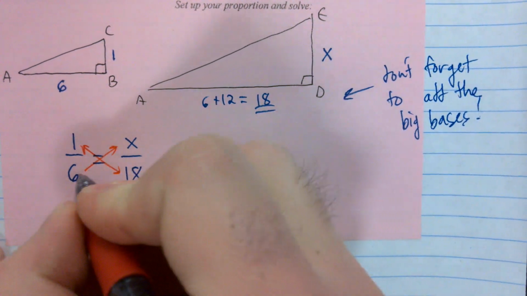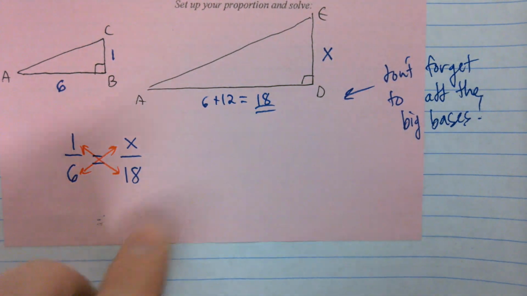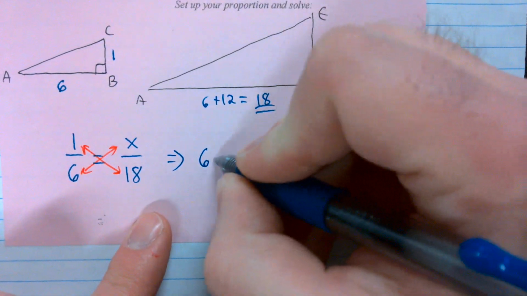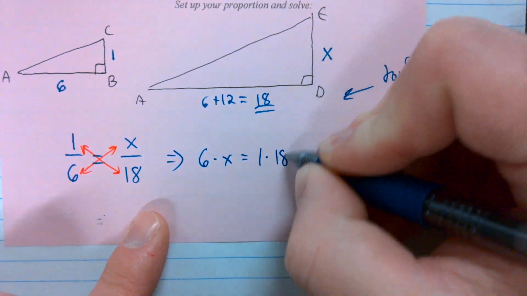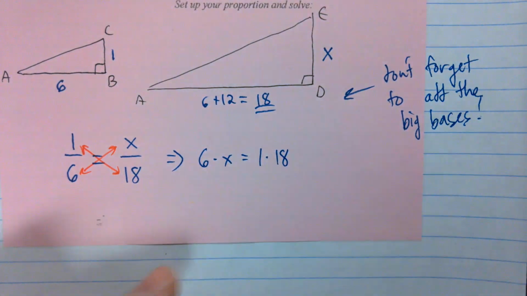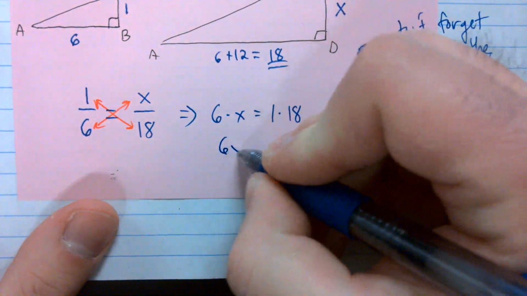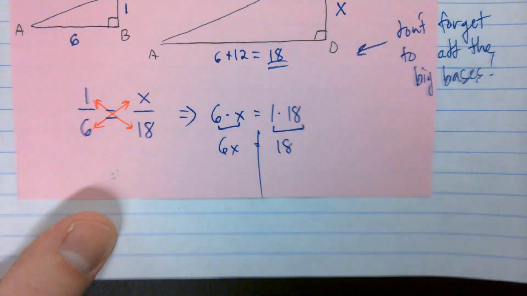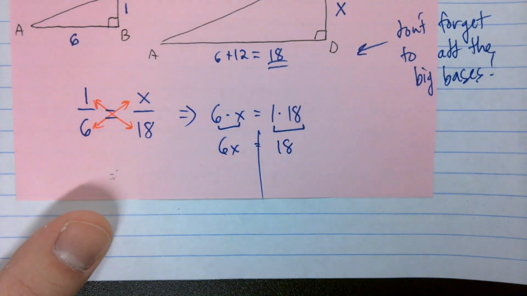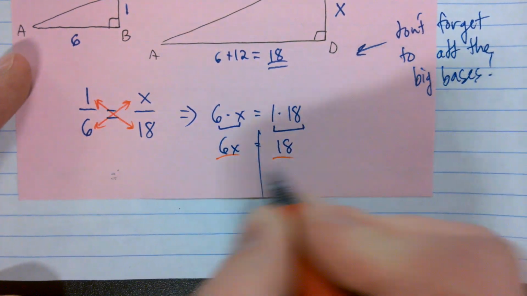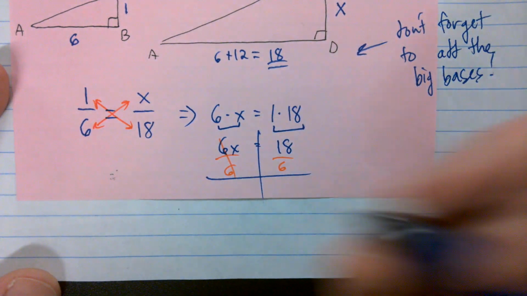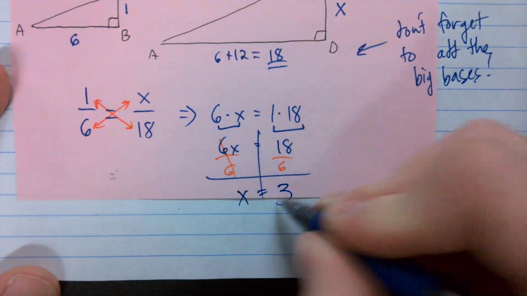Now when we cross multiply, I'm going to do 1 times 18. I'm going to do x times 6. So 6 times x equals 1 times 18. What's 6 times x? 6x. What is 1 times 18? 18. How can I get x all by itself now? Divide by 6. And how many times does 6 go into 18? 3 times.